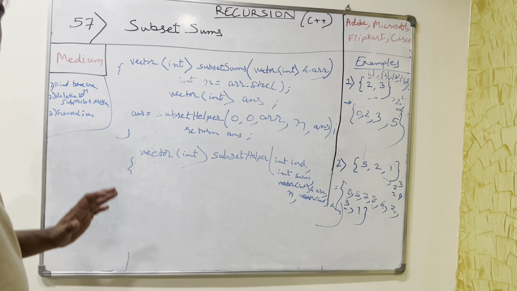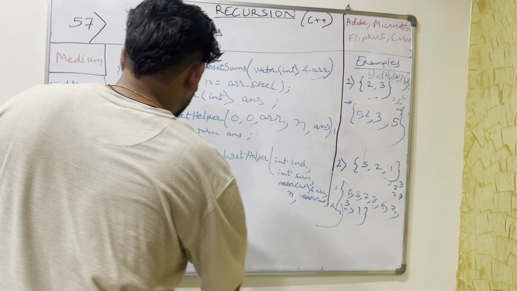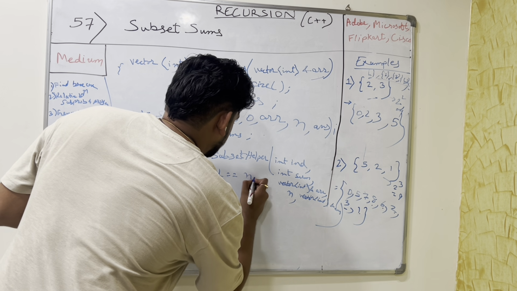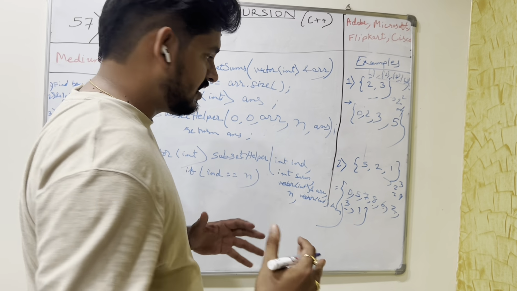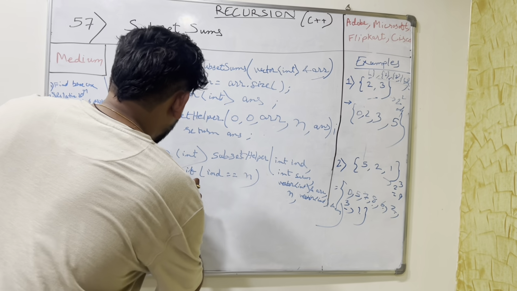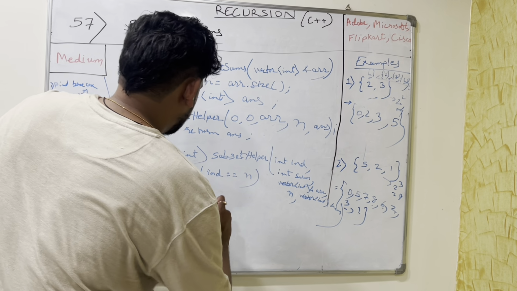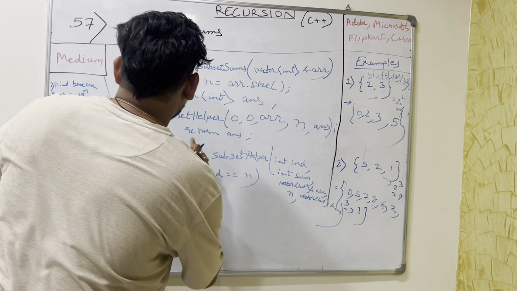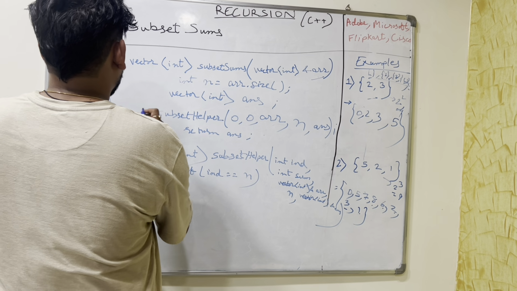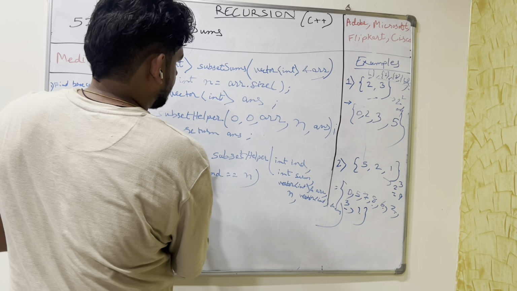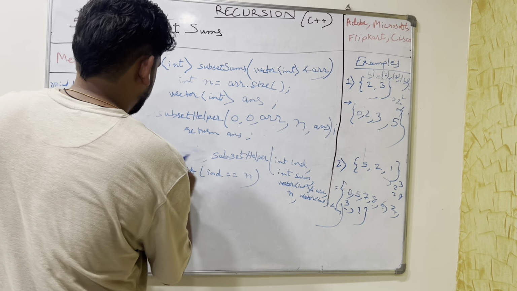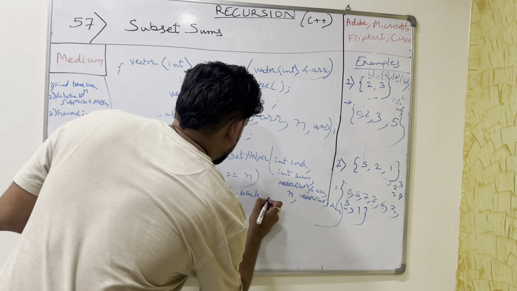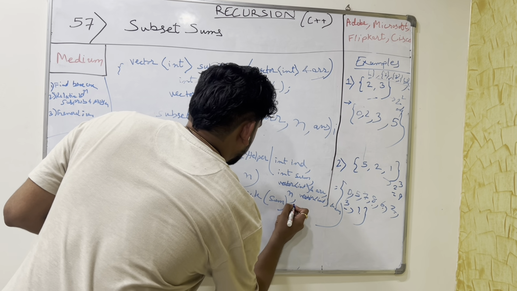Now, what did we learn? We will write the base case. So what would be the base case? If index equal to n, that means we have reached it. So what we'll do is add this. We can make it a void function also. We don't need a return because we are passing answer, so we will modify the answer automatically. So answer dot push_back, whatever the sum value is, we will push.